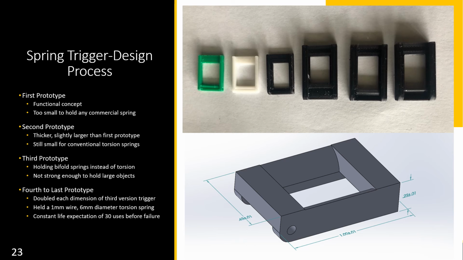On the last prototype, for example, we see that the size is double on each measure. So we have enough force to apply a small torsion spring, and we found one with dimensions of 1 millimeter wire and 6 millimeter inside diameter, and the torsion spring would create enough force to hold 120 grams from the claw without teeth.